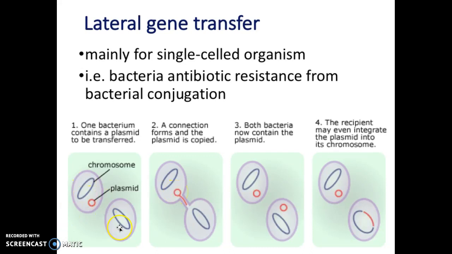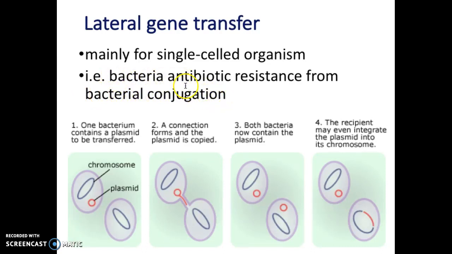So as you can see, originally you have two bacteria, one didn't have a plasmid, and in the end of lateral gene transfer, this bacterium gets a part of this DNA from another bacterium. We call this bacterial conjugation.